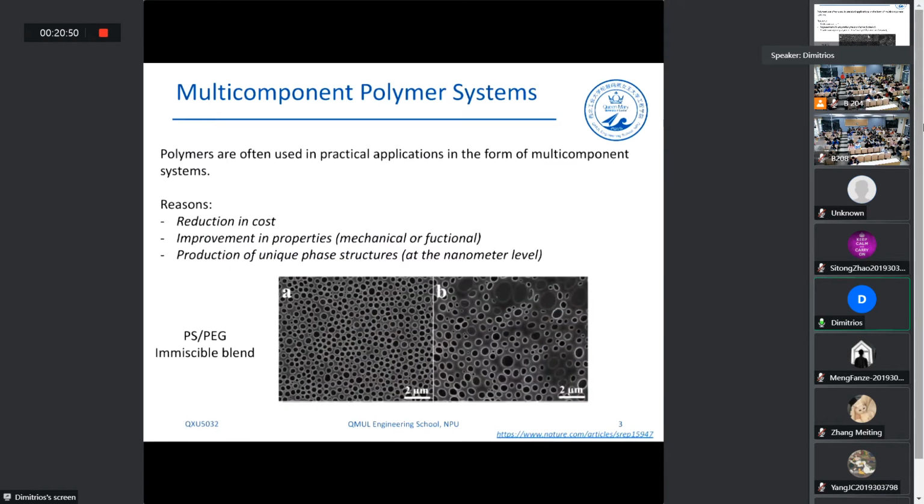So let's get started with polymer blends, okay? A polymer blend essentially is a mixture of two or more polymers that have been blended together to create a new material with different physical properties, okay? In general, there are 5 main types of polymer blends. Let me write this down.